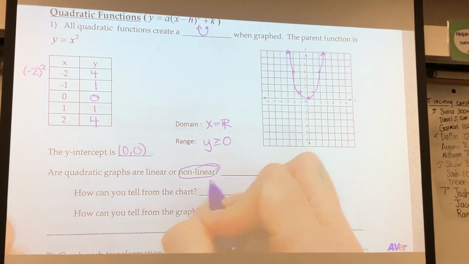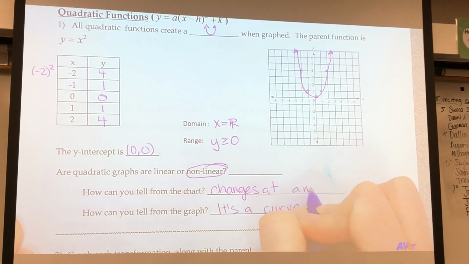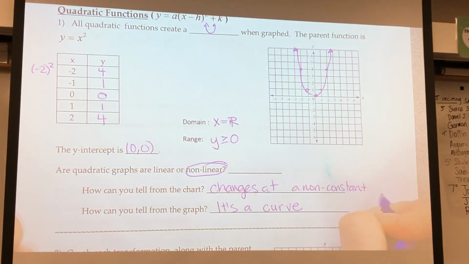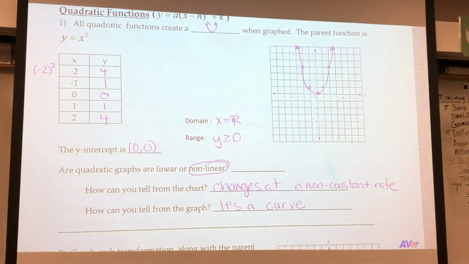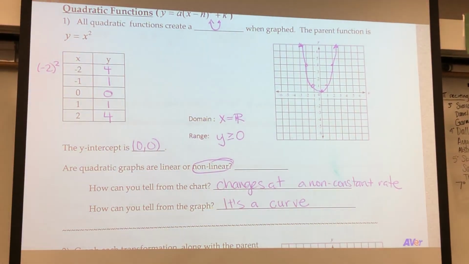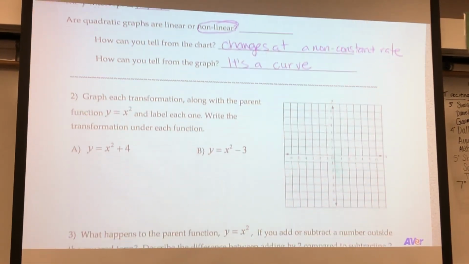So it changes at a non-constant rate. So all of this pretty much you should have known before you walked in my classroom. Now let's start talking about how we manipulate it and do transformations, kind of like we did yesterday.